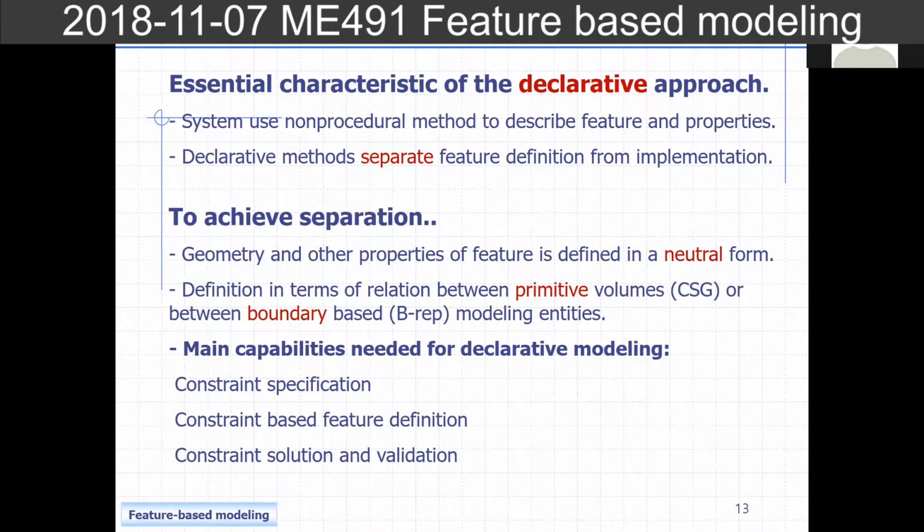So the declarative approach is a non-procedural model. As I say, the sequence or timeline is not important. And then we have a set of declarations or constraints. So we are saying that it is separating feature definition from implementation.